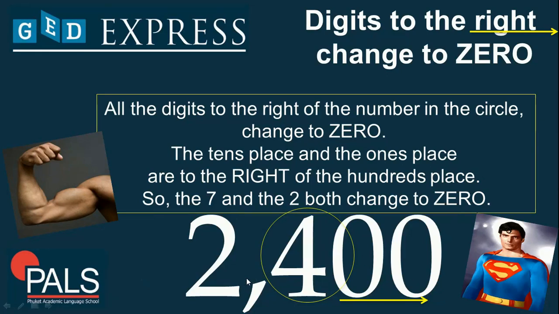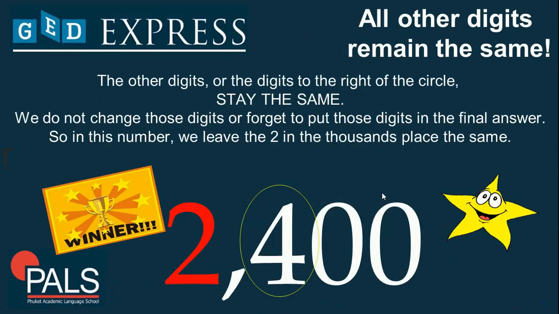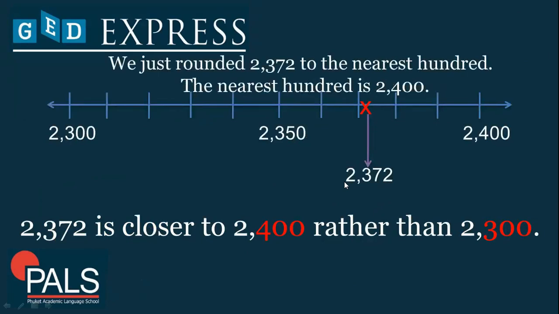Now, in this case, the number that we are rounding became 2,400. We make 7 into 0 because that is our rule. Now, our answer will become 2,400. We just rounded 2,372 to the nearest 100, and the nearest 100 is 2,400. For example, if you're going to plot 2,372 on a number line, it is nearer to 2,400 compared to 2,300. So, the answer will become 2,400.